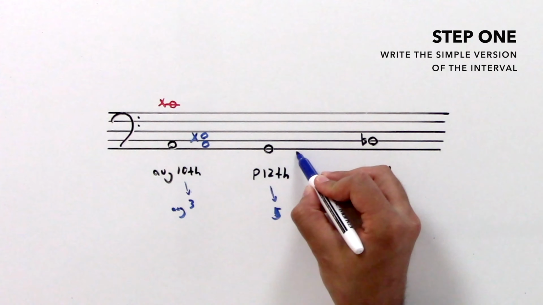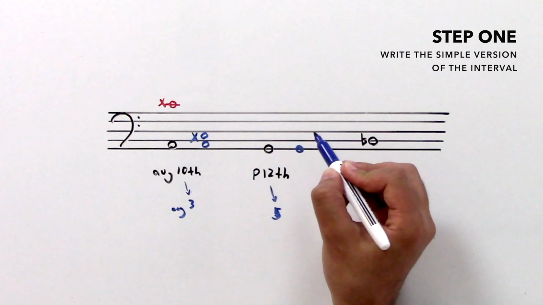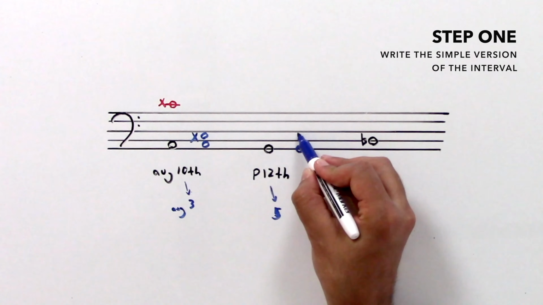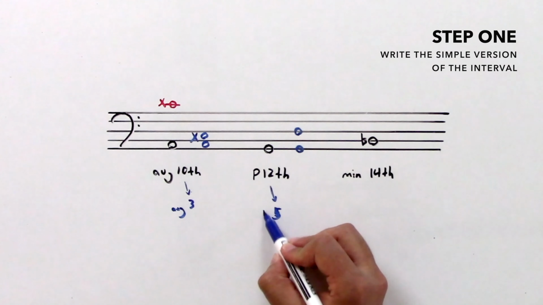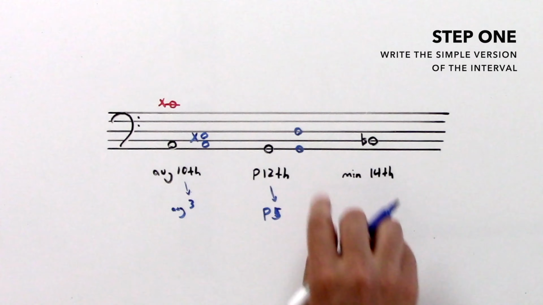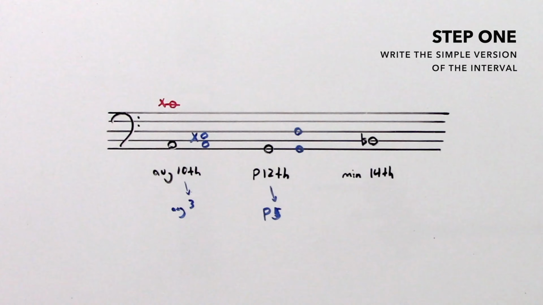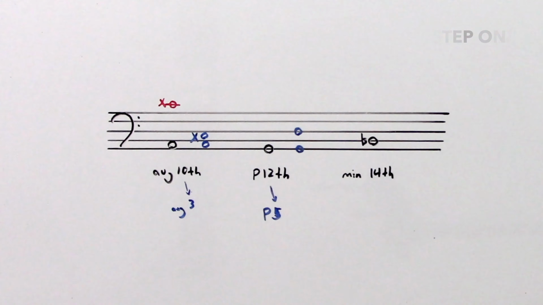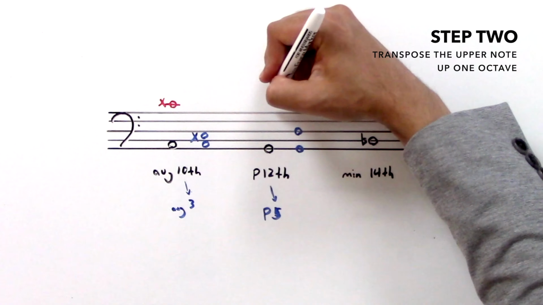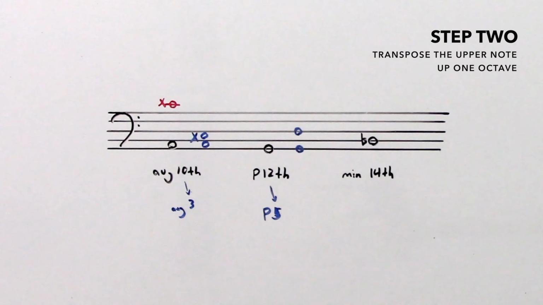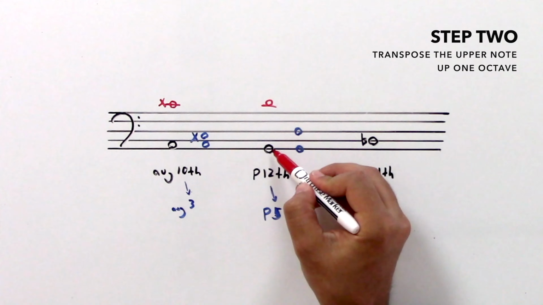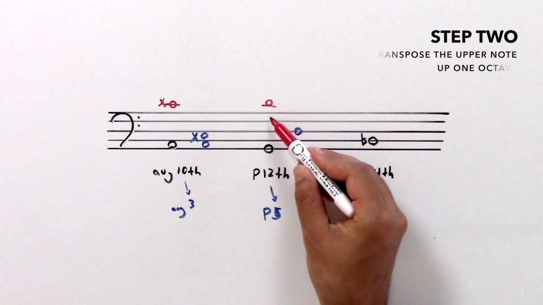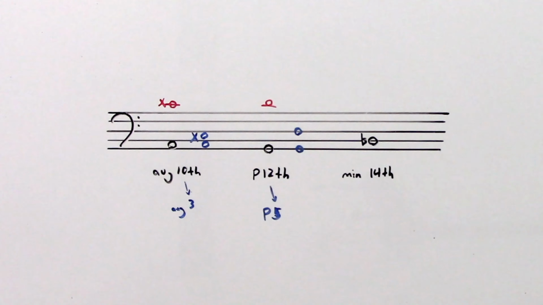So let's rewrite the G discretely over here and put a fifth up. We land on D. Perfect. Is G to D a perfect fifth? Yes, it is. So all we have to do now is transpose that top note up an octave, and we should be left with a perfect 12th. 1, 2, 3, 4, 5, 6, 7, 8, 9, 10, 11, 12. Hooray for us.